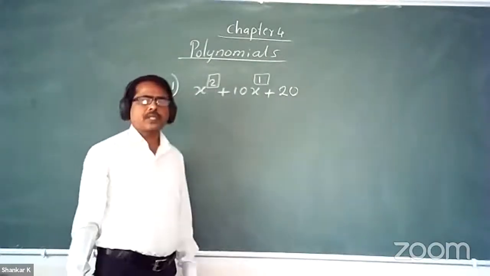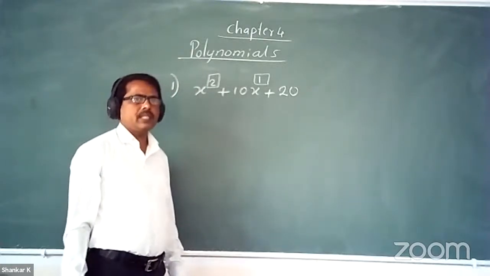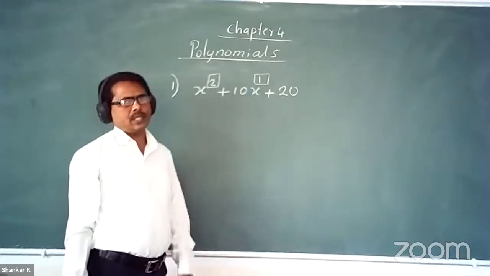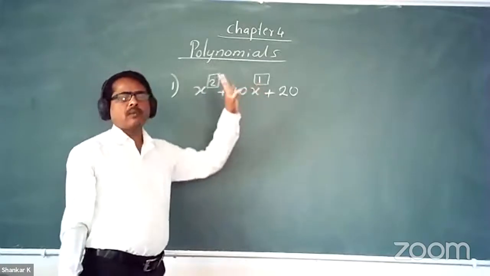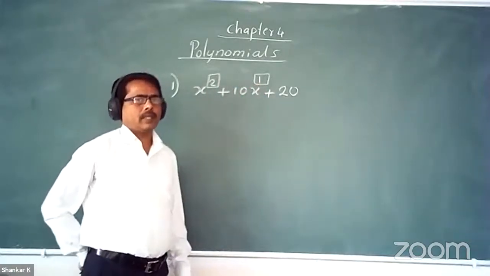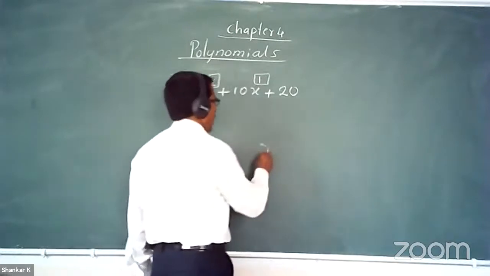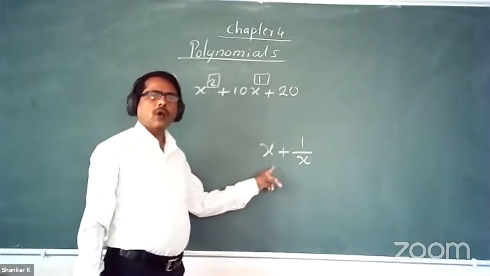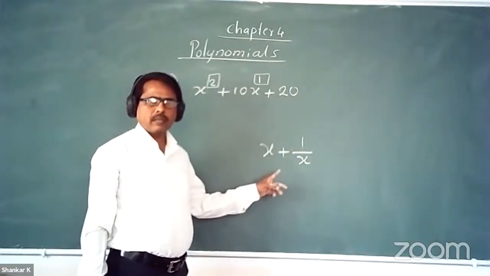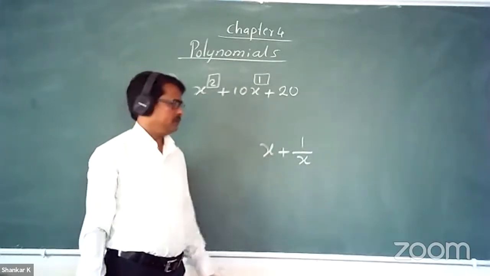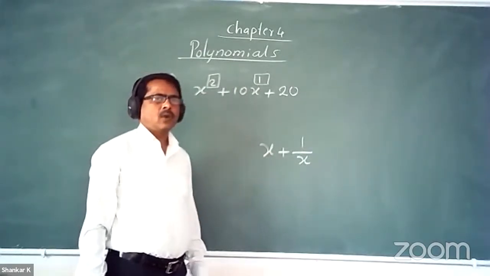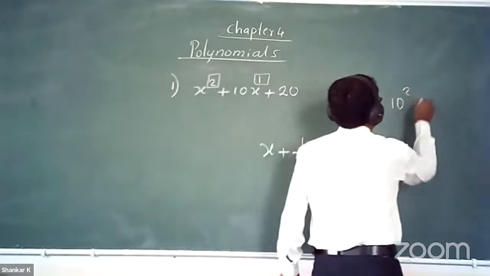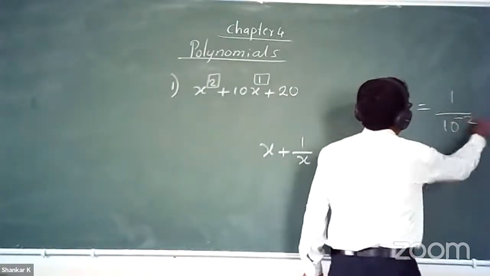Okay, an algebraic expression which is having positive exponents or whole numbers as exponents. The exponent should always be a whole number. Then it is a polynomial. For example, if x plus 1 by x is written, is it a polynomial? Can you tell me, sir, why it is not a polynomial? Why is it not a polynomial? Here, 10 raised to 2 is equal to 1 upon 10 raised to minus 2. Can we write that or not?